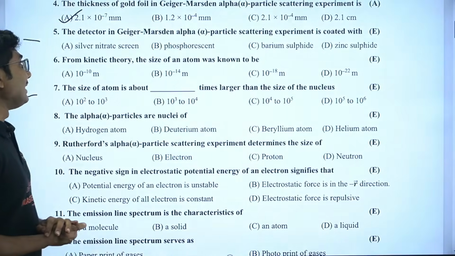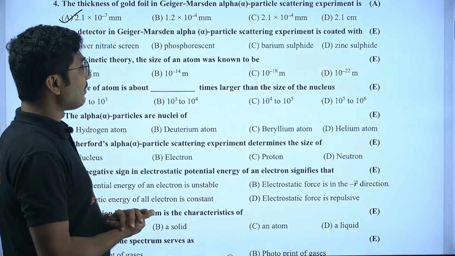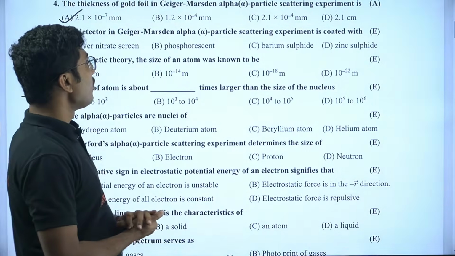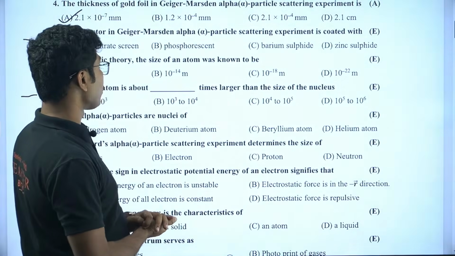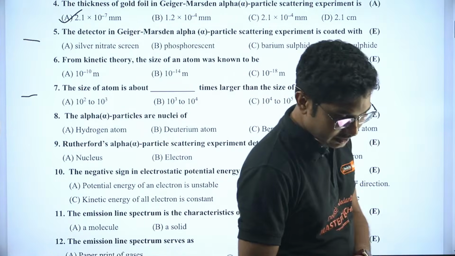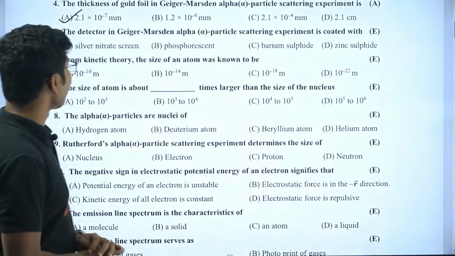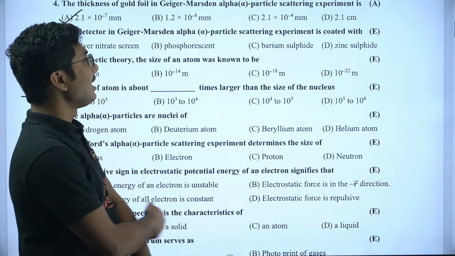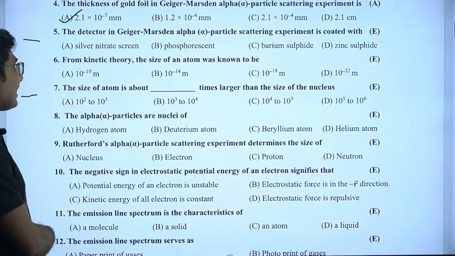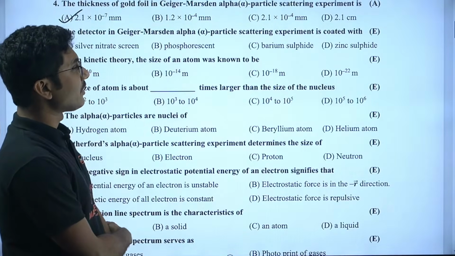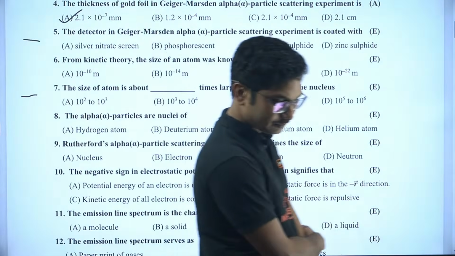Next, the detector in the Geiger-Marsden alpha particle scattering experiment is coated with silver nitrate screen, phosphorescent barium sulfide, or zinc sulfide. Question number 5: the detector in the Geiger-Marsden alpha particle experiment is coated with silver nitrate screen, phosphorescent barium sulfide, zinc sulfide.